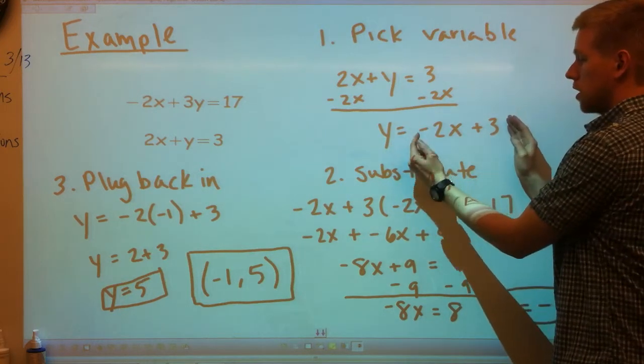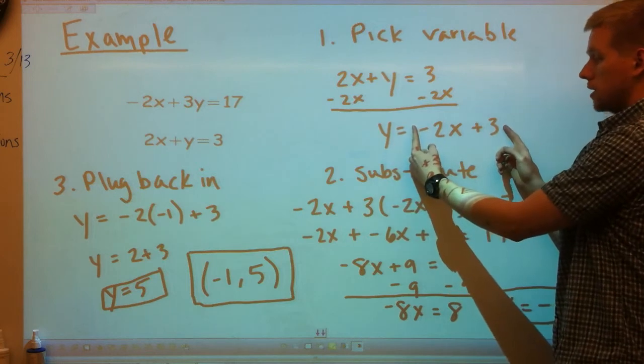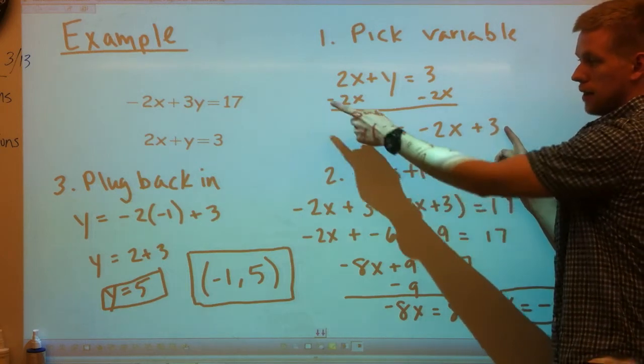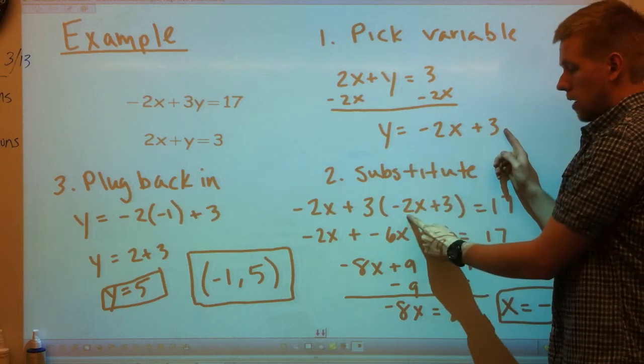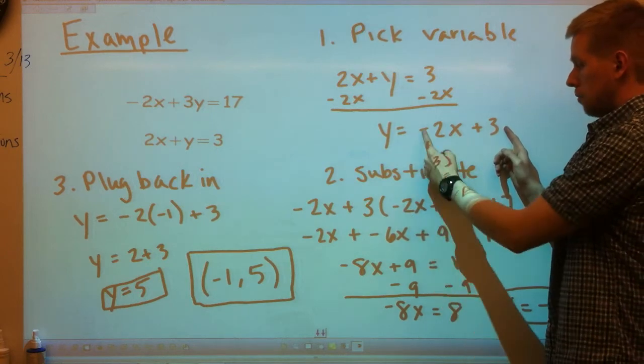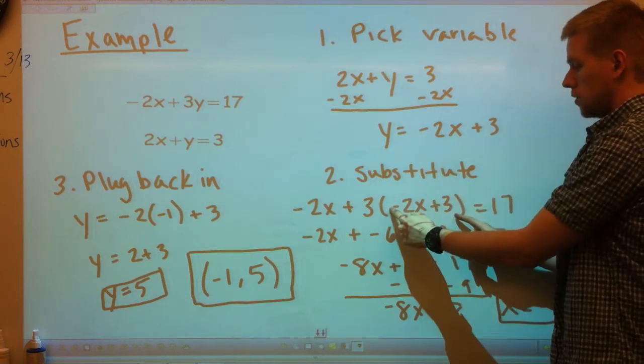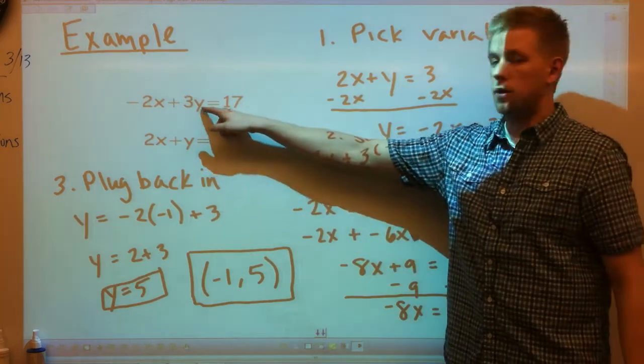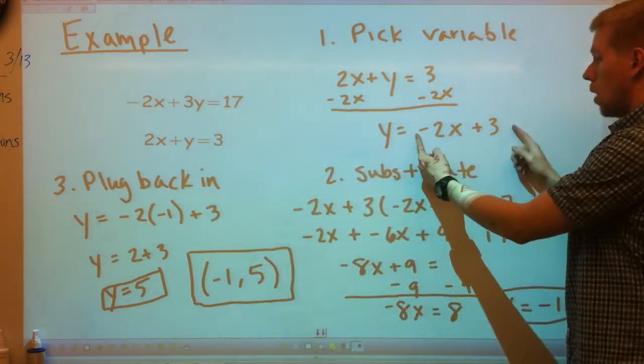Step 2, substitute. Take everything you just solved for, which was y, and we're going to substitute it wherever we saw y in the other equation. So I had a y right here with my 3. I plugged everything that I solved for into that y spot. If I look back to the original equation, there was a 3y. So I'm going to take that y, plug it in.